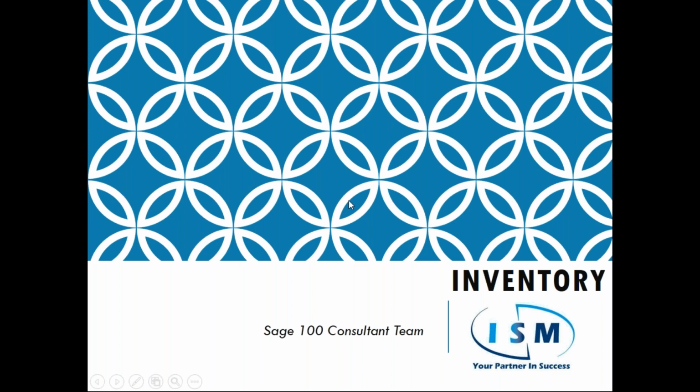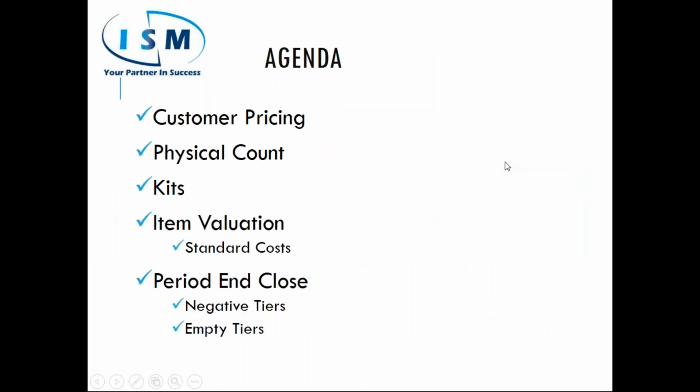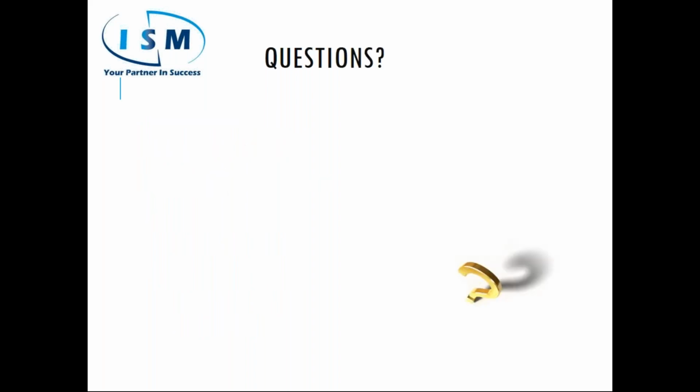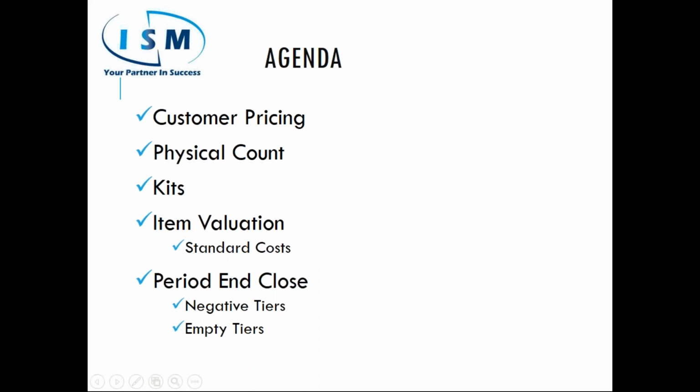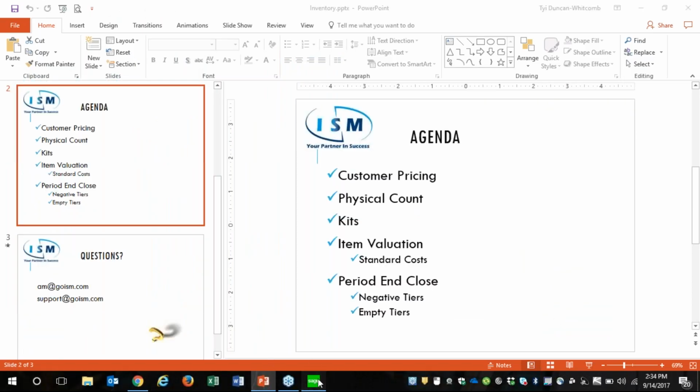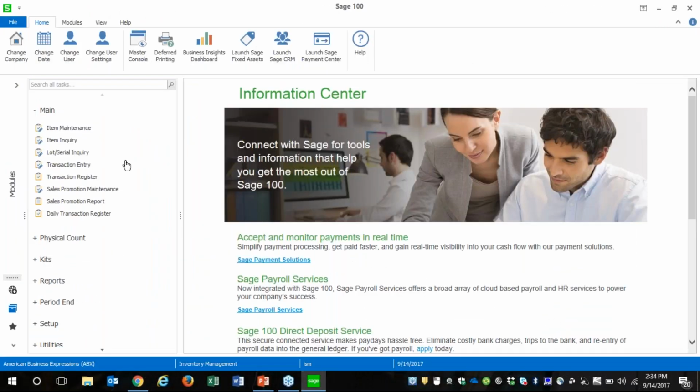Today, what we're going to be covering in the inventory module is customer pricing, physical count, kits, item valuation, how to change your item valuations if you need to, and also standard costs, how to change that. And then we're going to go through the period end close, how to clear out your negative tiers if you're working with costed items in the system, and how to clear out your empty tiers. Let's go ahead and just dive into Sage and review that.